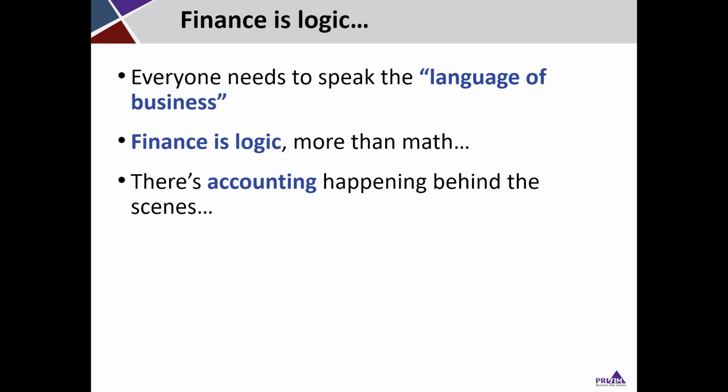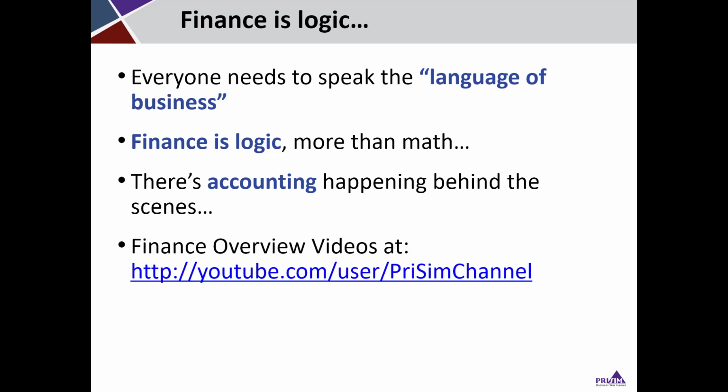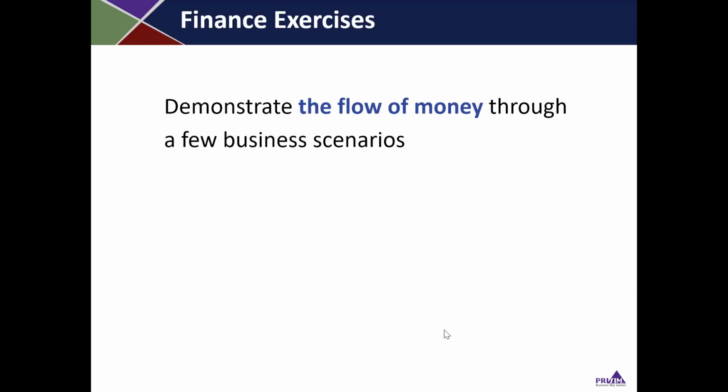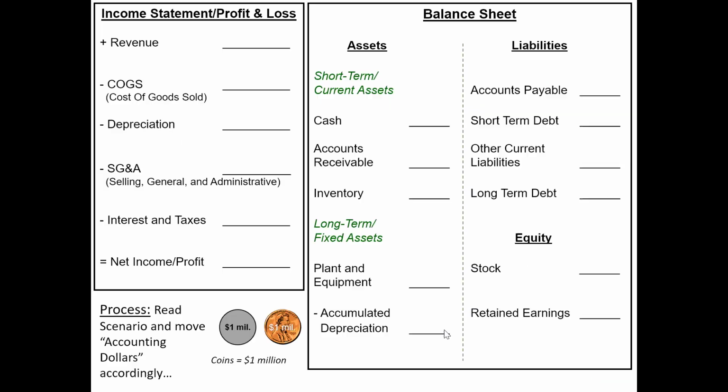And there is accounting that's happening behind the scenes as these financial transactions occur. So it's good to understand some of the details of what's going on. And we've got some finance overview videos that you can watch for a little more detail about financial statements, financial ratios. Okay, let's get right into it. We're going to show you a few examples that demonstrate the flow of money through a company.